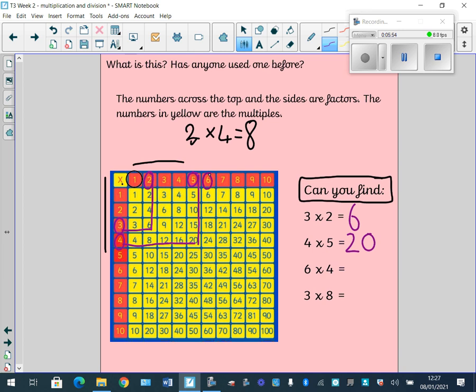6. And then we're going to go down the side to 4. Ooh, I'm going to extend this line all the way across. 6 times 4 is 24. And the last one, 3 times 8. 3 times 8 is 24.